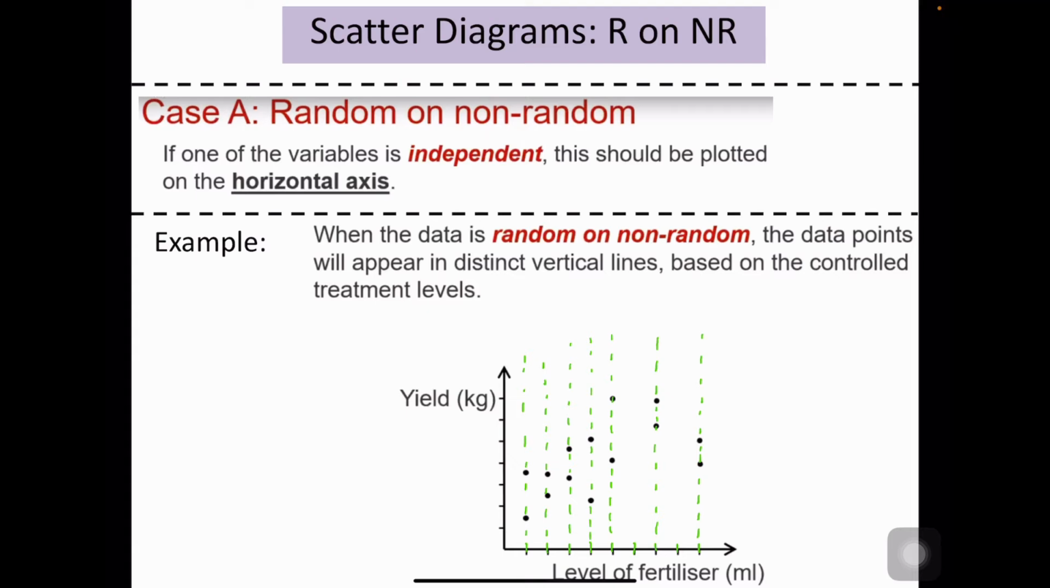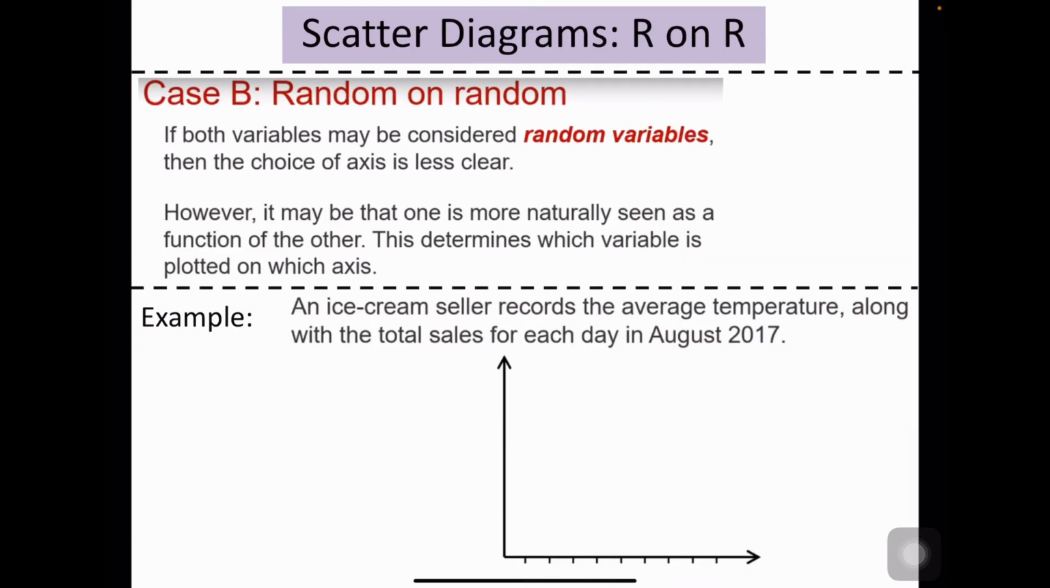Case B, so what do we do if we have a random on random case? If both variables are considered random variables, then it's not as clear as to what goes on the x-axis and what goes on the y-axis. However, what we do in this instance is we treat one as a function of the other. And so here we have an example.